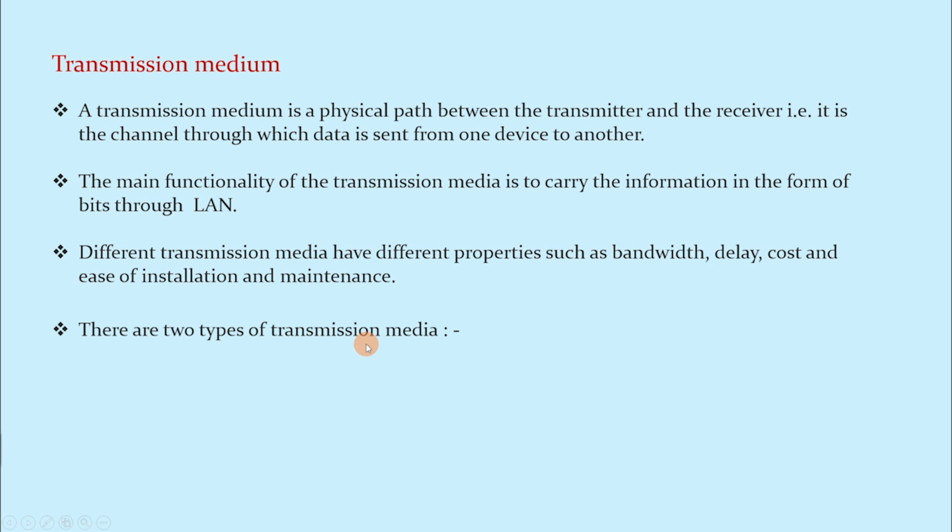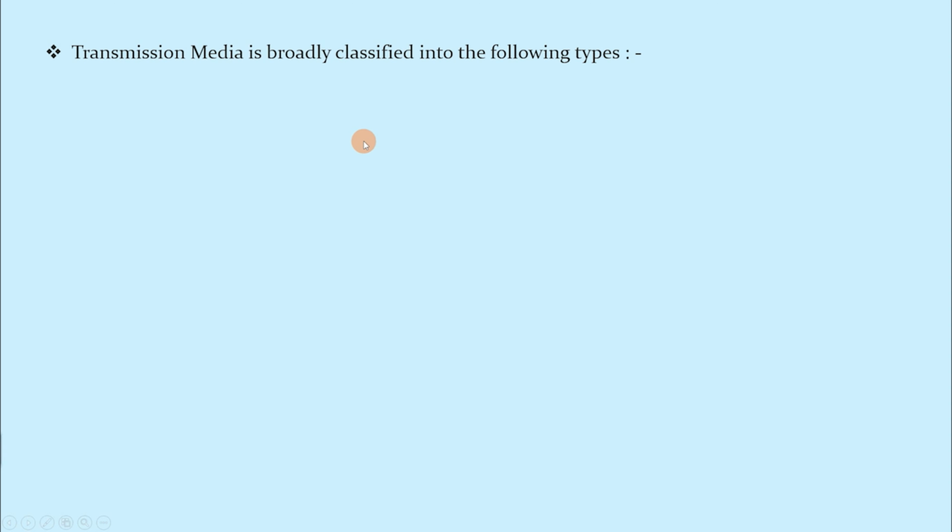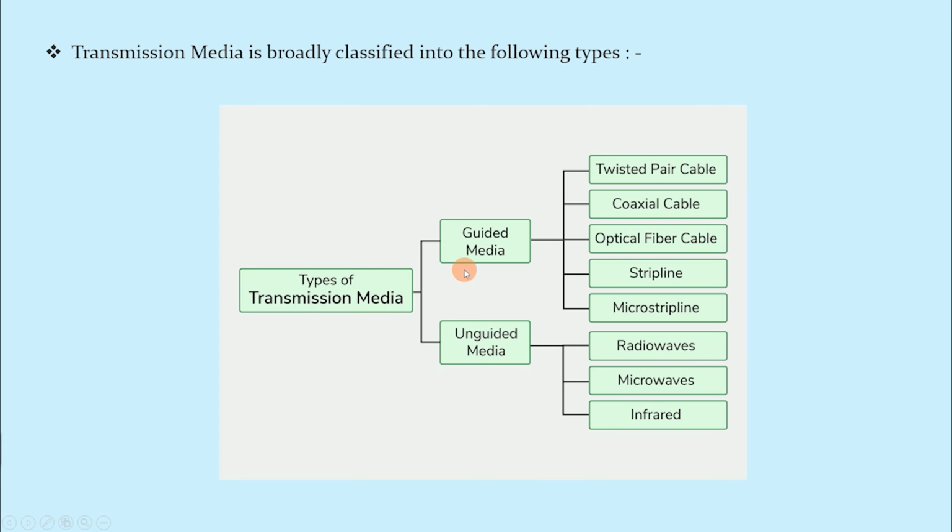There are two types of transmission media: guided media, unguided media. We will discuss both of these in this video one by one. Transmission media is broadly classified into the following types: guided media and unguided media. Then guided media is further classified into the following parts: twisted pair cable, coaxial cable, optical fiber cable, strip line, microstrip line, and then unguided media is divided into radio waves, microwaves, infrared.